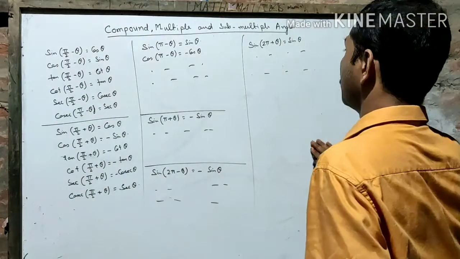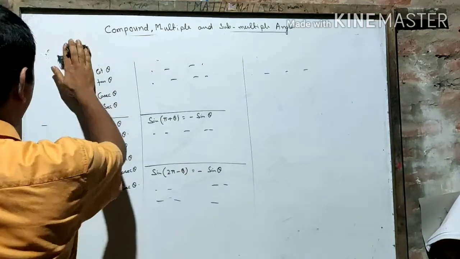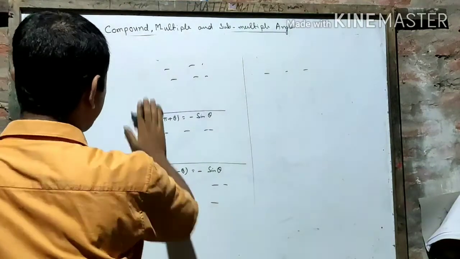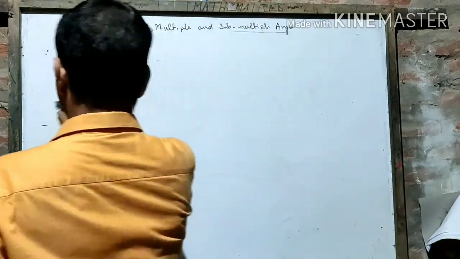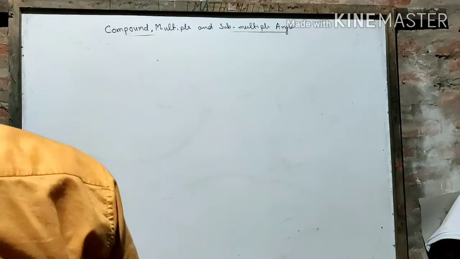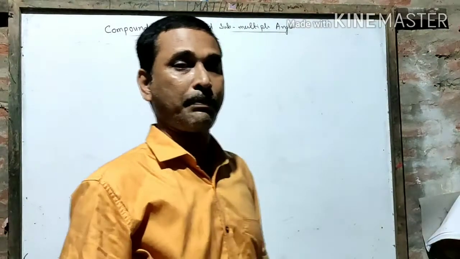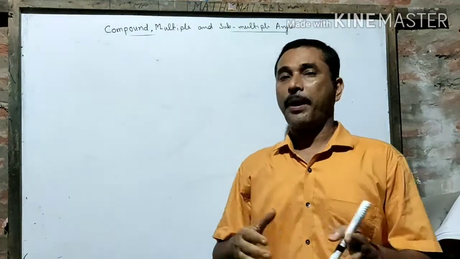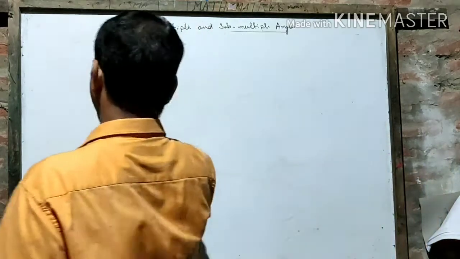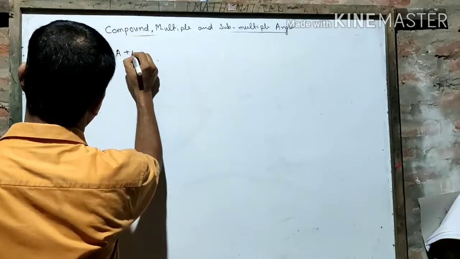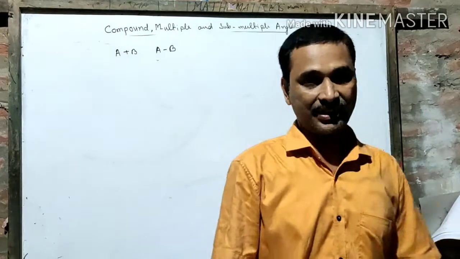In this video, we are going to discuss compound, multiple, and submultiple angles and the formulae related to them. First of all, let us learn what compound angles are, what multiple angles are, and what submultiple angles are. Compound angles means the sum and difference of two angles. If A and B are two angles, then A plus B and A minus B are called compound angles.